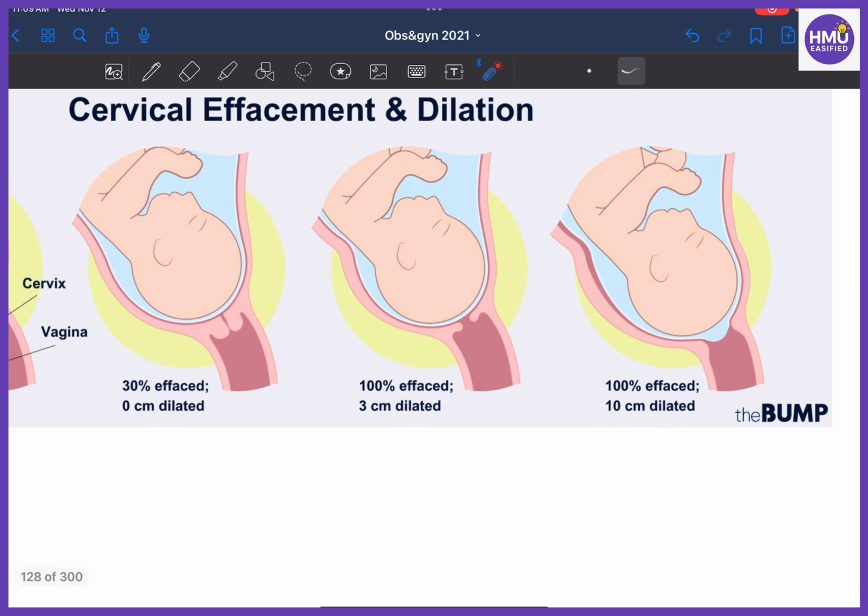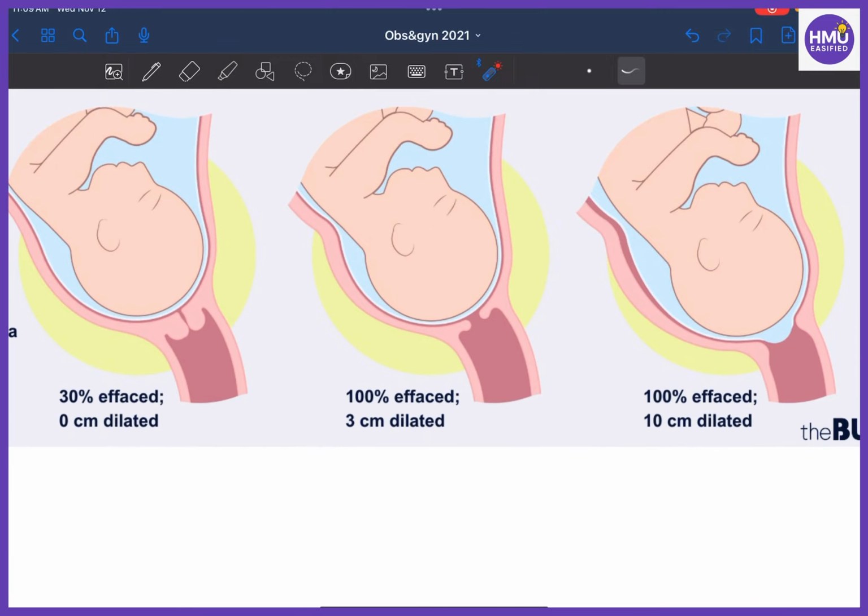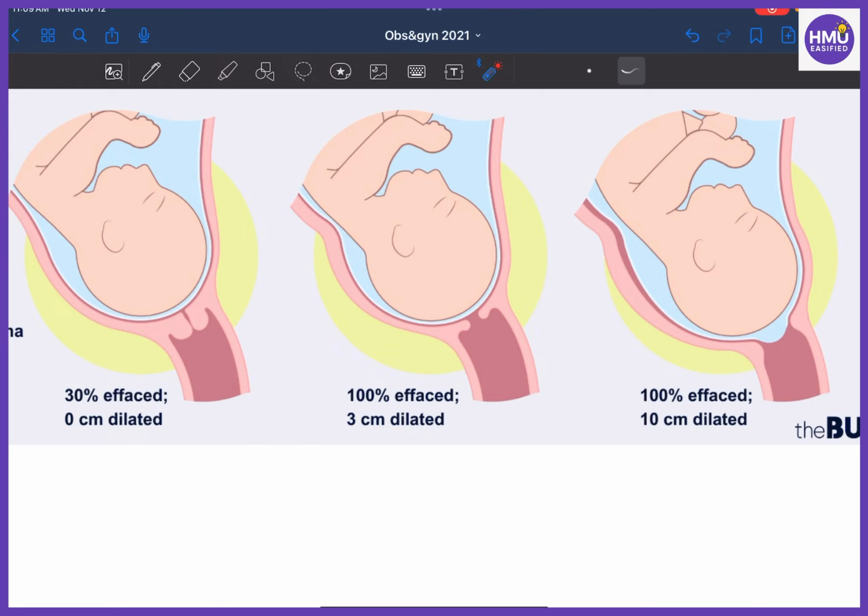During here, we see it becomes 100% effaced. So what happens? As you see here, the cervix is very thin. See? Where does the cervix go? There's no cervix, nearly no cervix, okay? Now this is 3 centimeters dilated. This is still 100% effaced. As we see, there's barely any cervix, but it's 10 centimeters dilated.